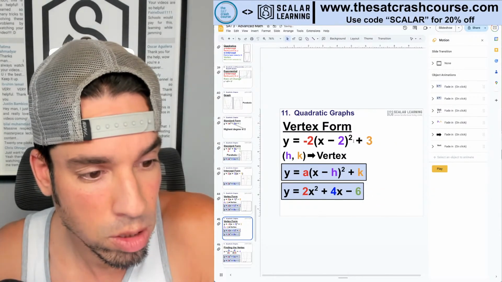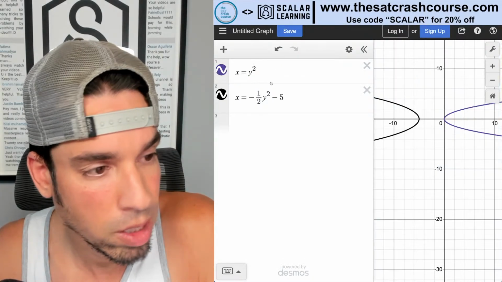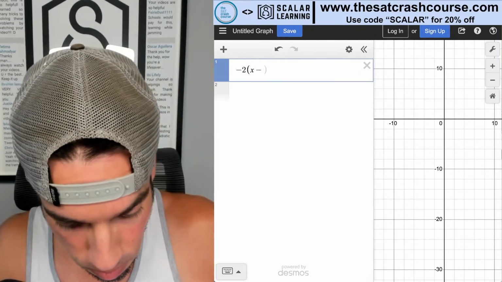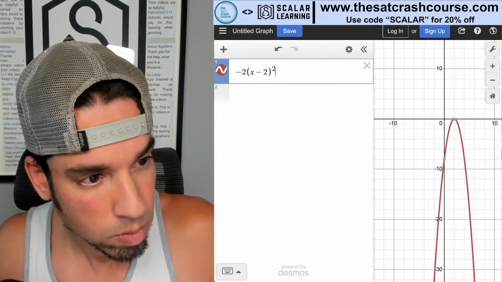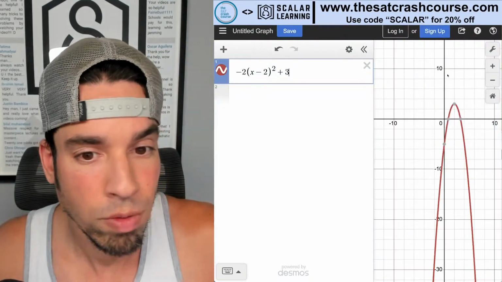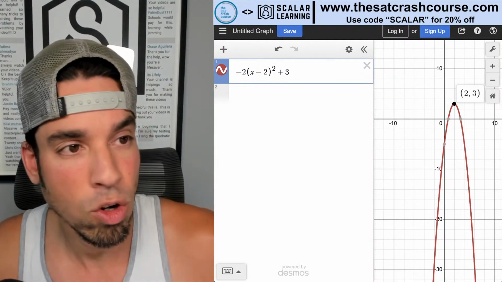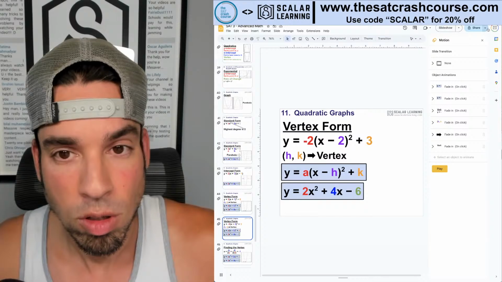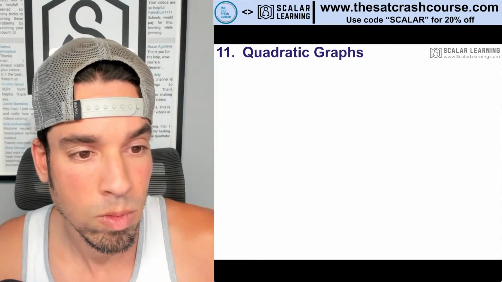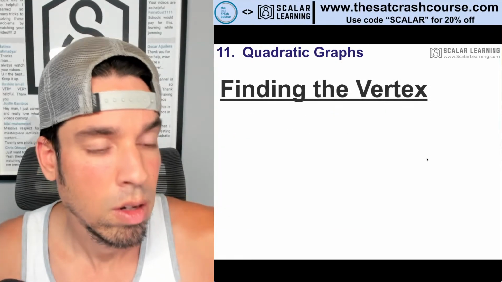So I'll show you what this looks like. So +2 and 3, -2 times (x minus 2) squared, +3. So is that what we had? Yeah. So if you look here now, right, we have that vertex at (2, 3), as I mentioned, and it is opening down. So there we go. Okay. All right, let's keep it moving.